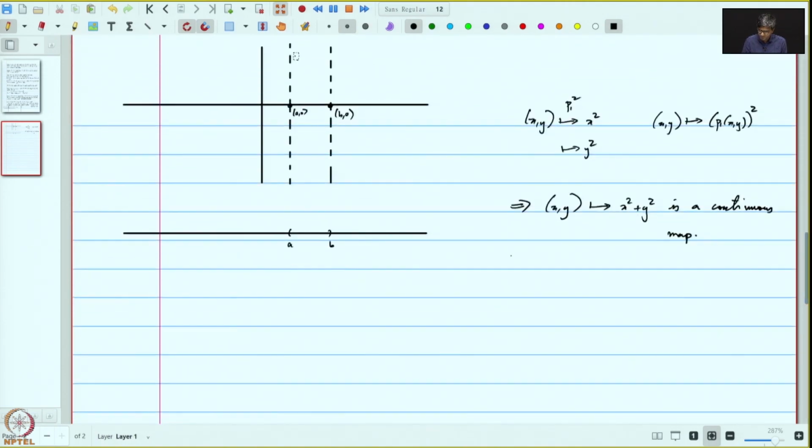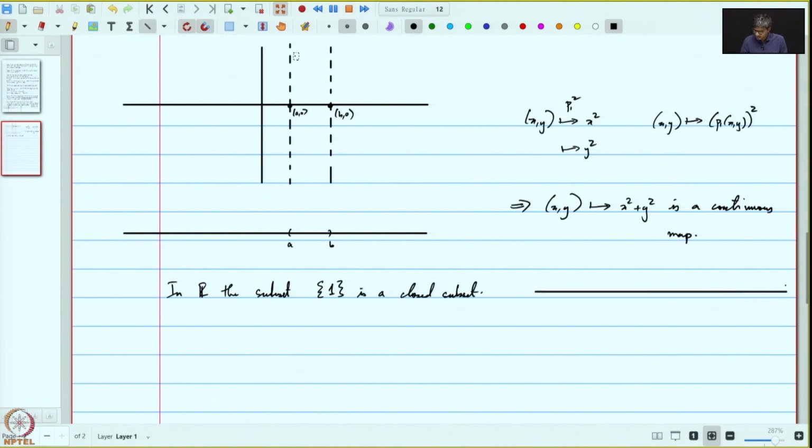Right, and now inside R, the subset 1 is a closed subset, right? Because what is the complement of 1? So this is 0 and this is the point 1. So we are just deleting this point.